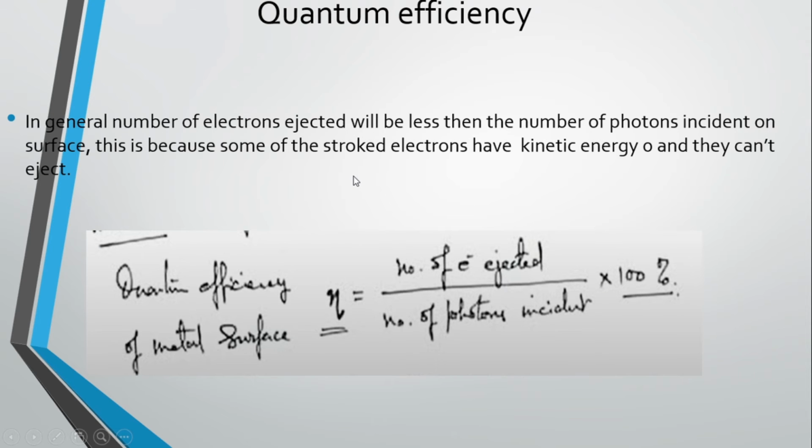The next term is related to the last topic. It is quantum efficiency, which is defined as number of electrons ejected upon number of photons incident, into 100%. The maximum value of it can be 100%.